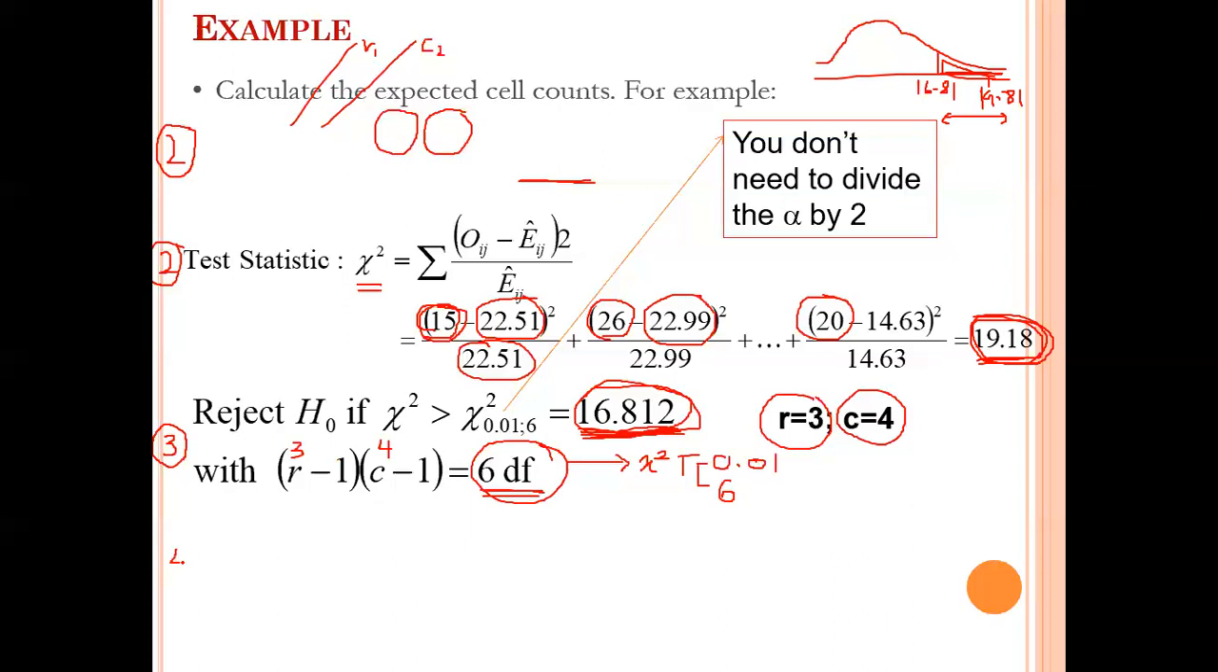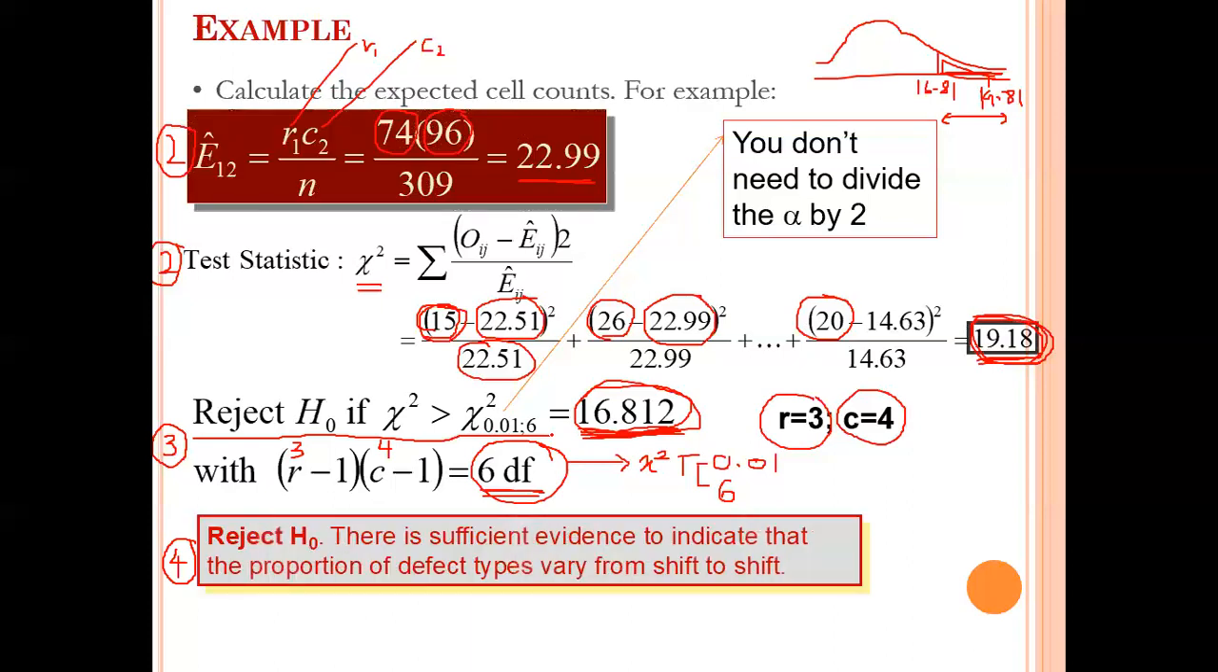In our fourth step, we are going to conclude our hypothesis. In chi-square also, we reject the null hypothesis if the value of the test statistic is greater than the critical value. So we can reject the null hypothesis, because there is sufficient evidence to indicate that the proportion of defect types varies from chief to chief.